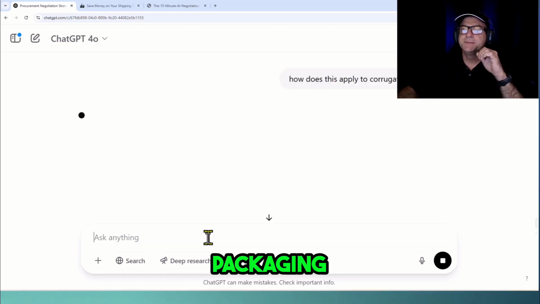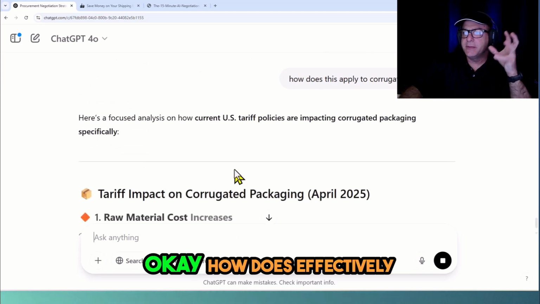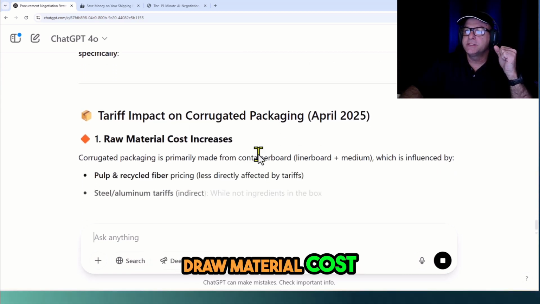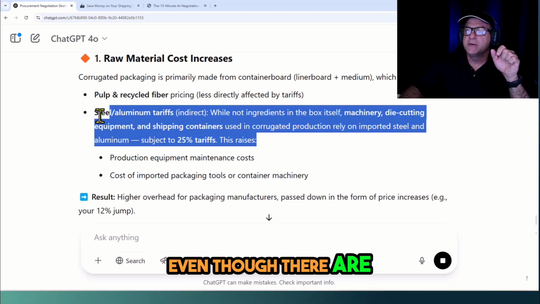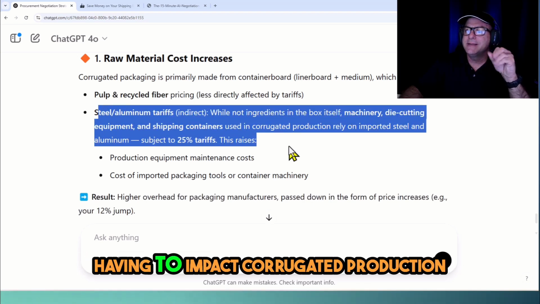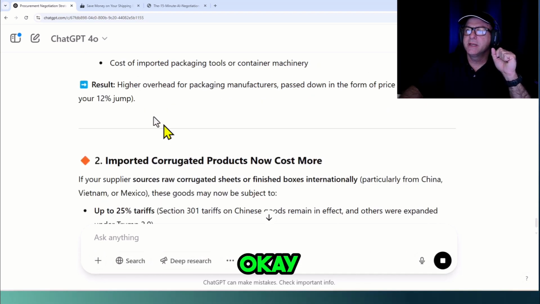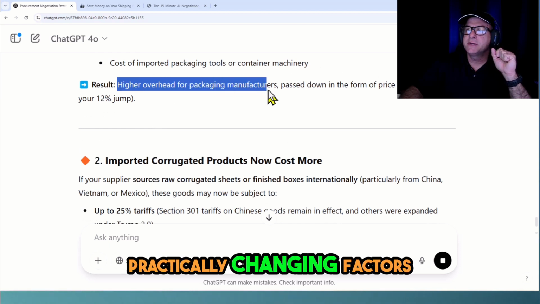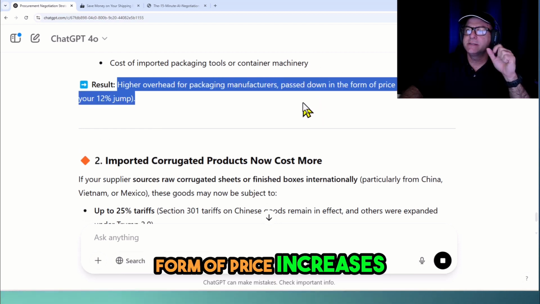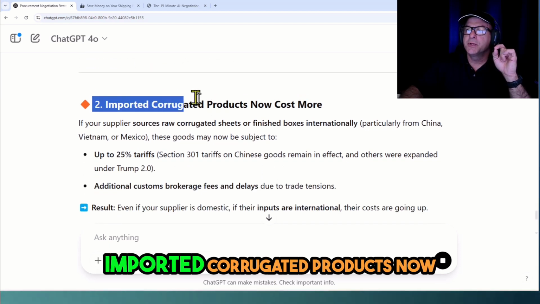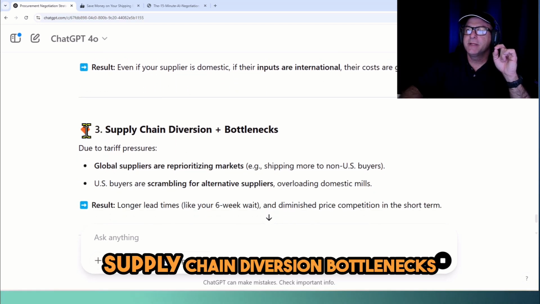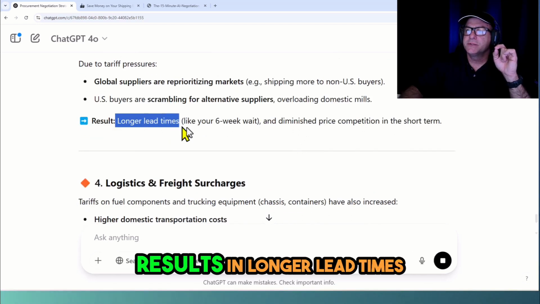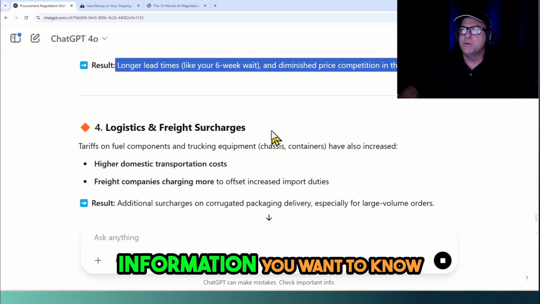How does this apply to corrugated packaging? What we're doing here is just seeing how this is affecting raw material costs. Not as affected as much. Even though there are increases, they're not having much impact on corrugated production. Higher overhead packaging manufacturers pass down in the form of price increases. Imported corrugated products now cost more. Supply chain diversion and bottlenecks result in longer lead times. Again, information you want to know.